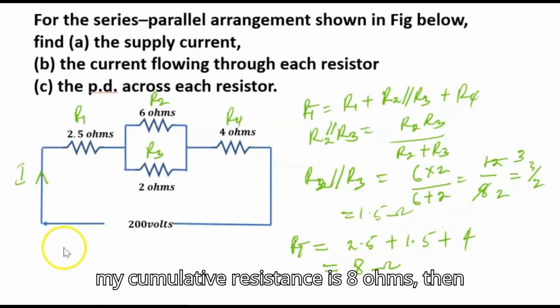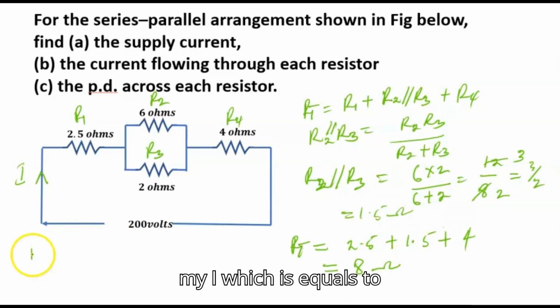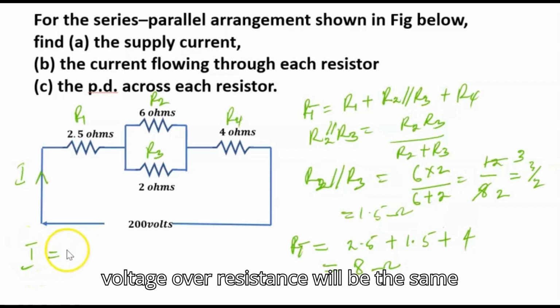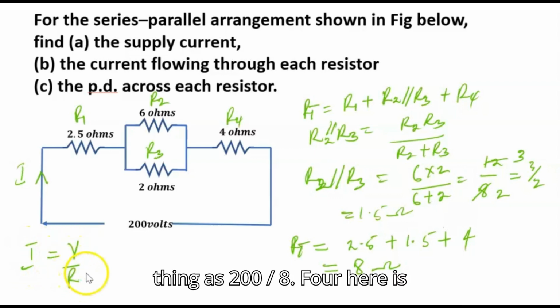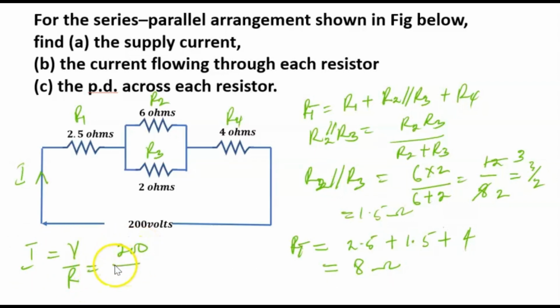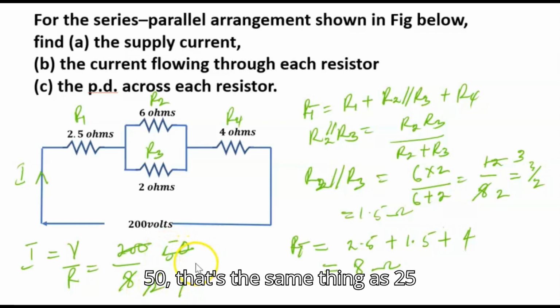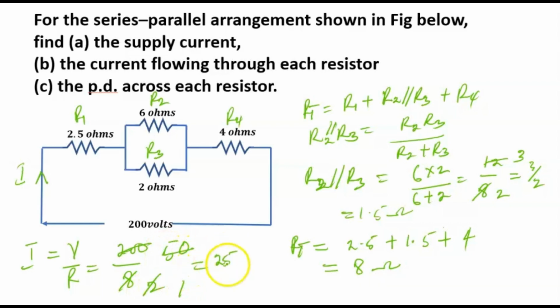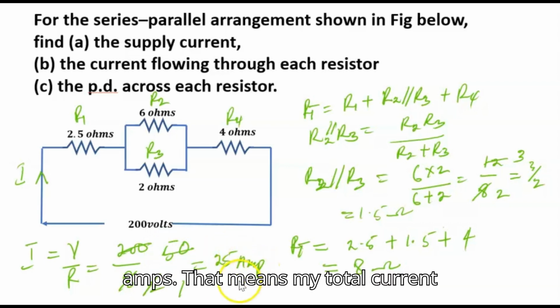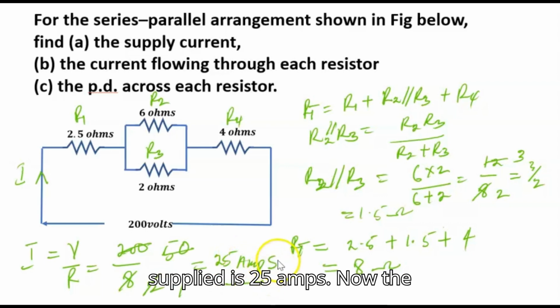Now if my cumulative resistance is 8 ohms, then my I, which is equal to voltage over resistance, will be the same thing as 200 over 8. 4 here is 2. 4 in 200 is 50, and 2 here is 1. 2 in 50 is the same thing as 25 amps. That means my total current supplied is 25 amps.